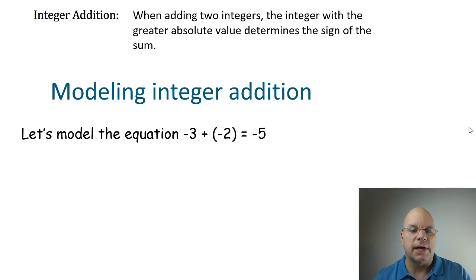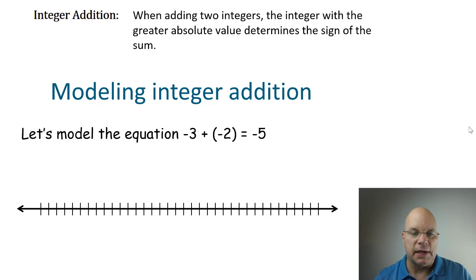Here's the first problem I'd like to look at, and we're going to model this equation. -3 plus -2 is equivalent to -5. And you can see that on a number line. If I make a number line and I show the origin, we can model -3 this way. We know it's 3 to the left of the origin. So that's -3. And to -3 we're adding a -2.